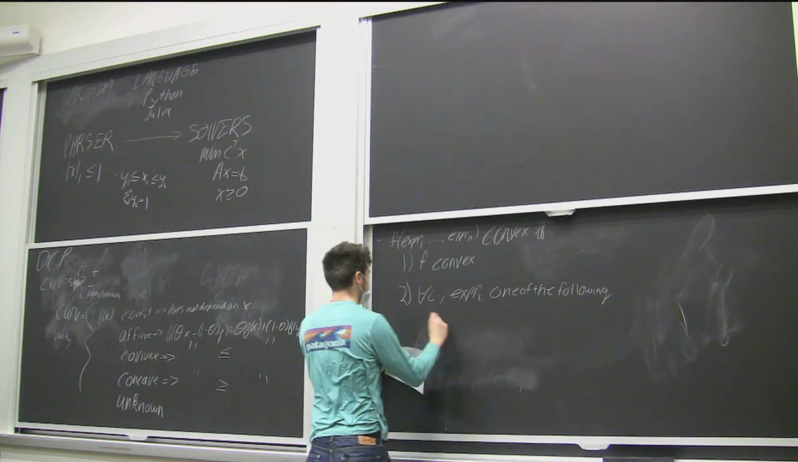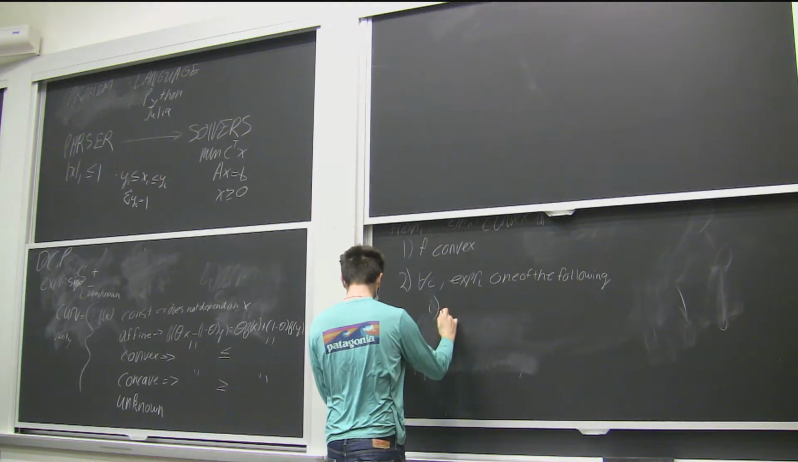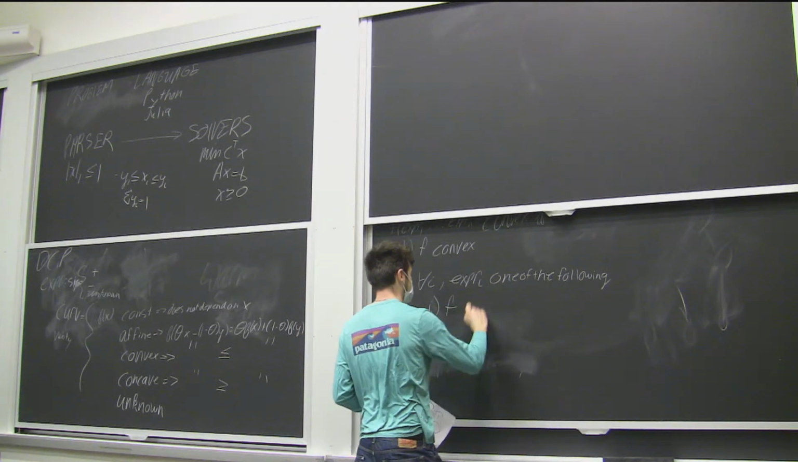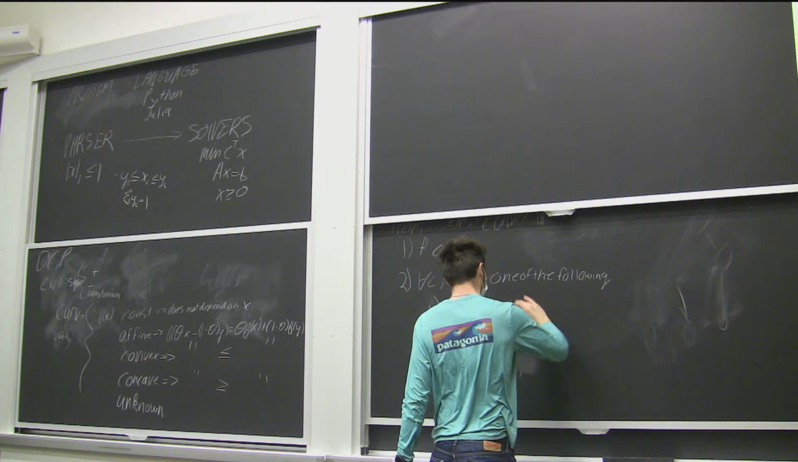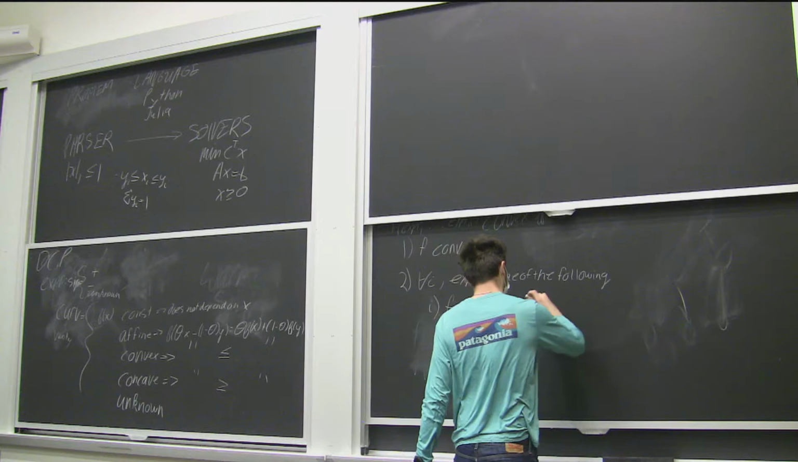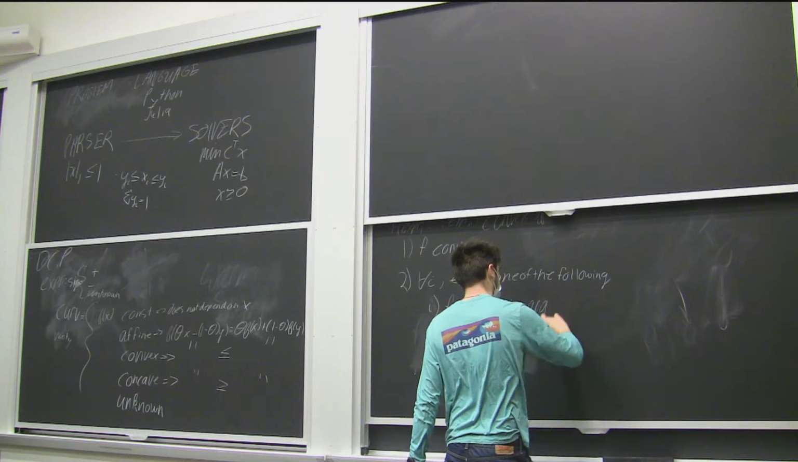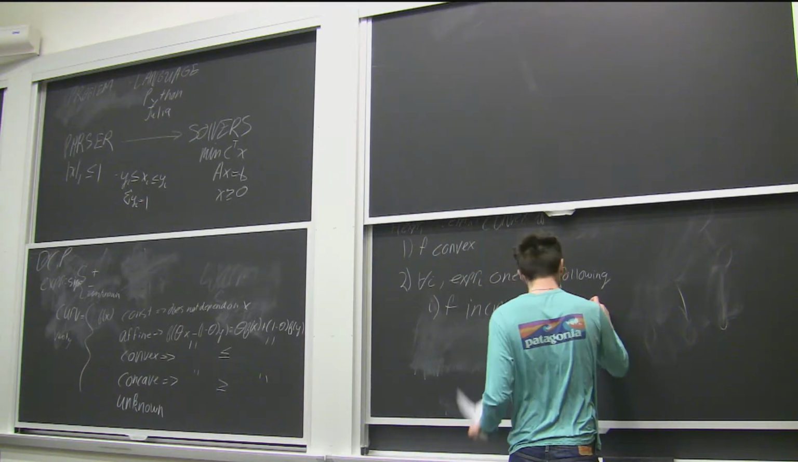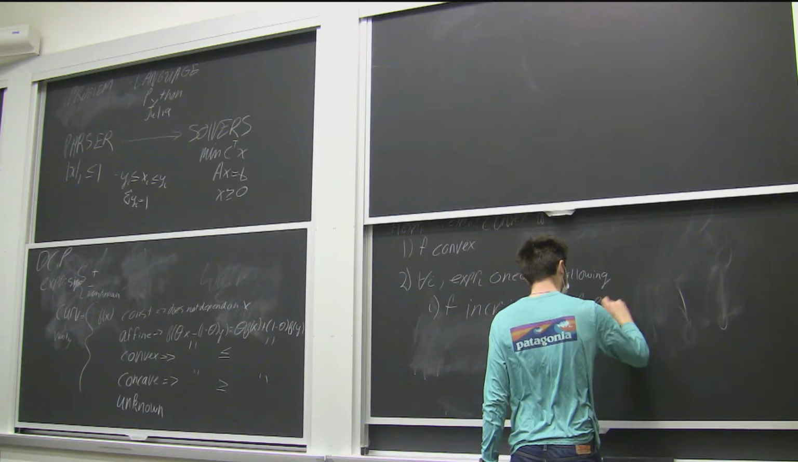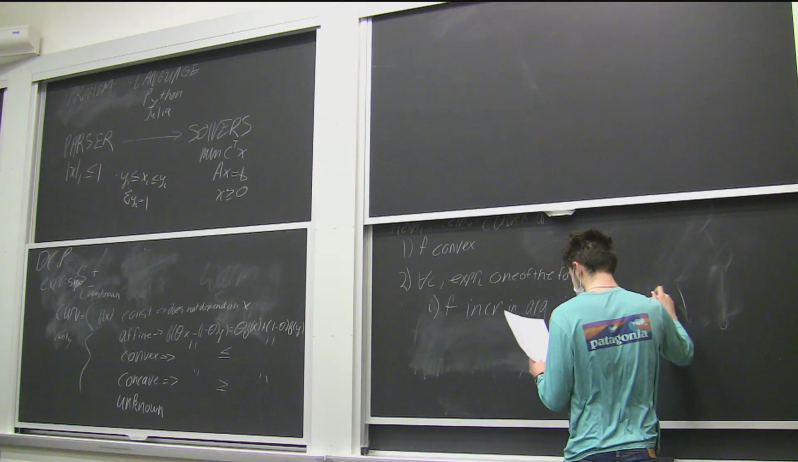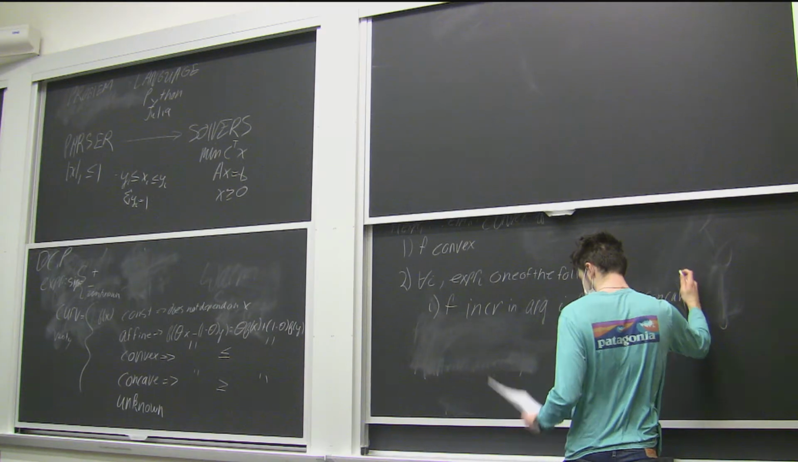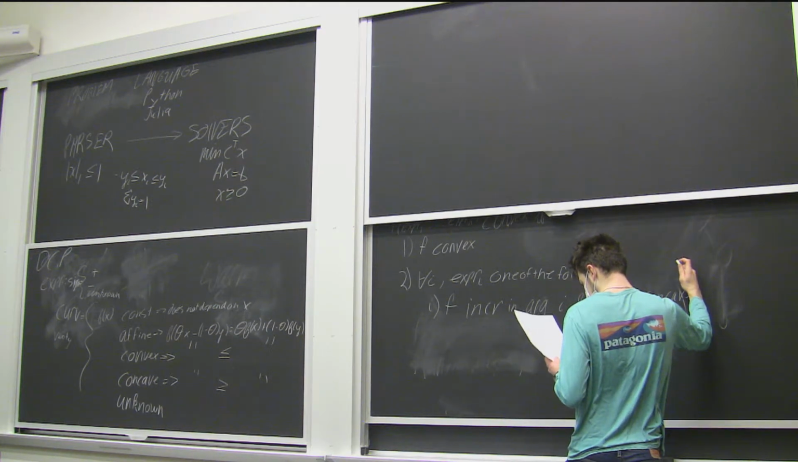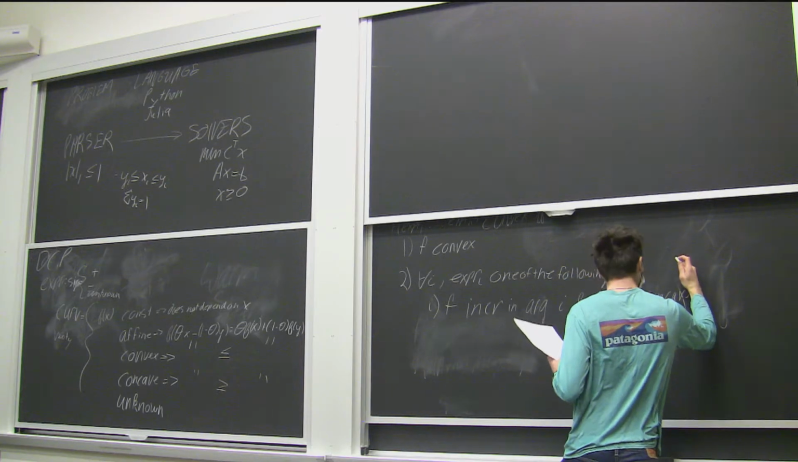So one of these has to hold. So f increasing in arg i and expression i convex, or f decreasing in arg i and expression i concave, or expression i affine.